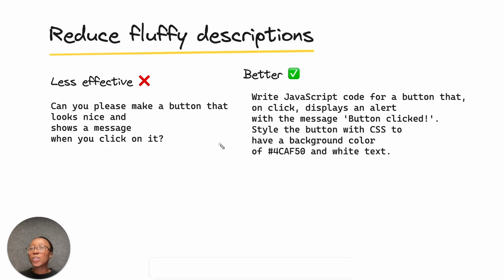Next up is reduce fluffy descriptions and imprecise descriptions. Here, the less effective version: "Can you please make a button that looks nice and show a message?" What kind of message? What do you mean by nice? The better version is a lot more precise. What language are we using? What should the message say? What should the background color be? When possible, you want to be as unambiguous as possible.